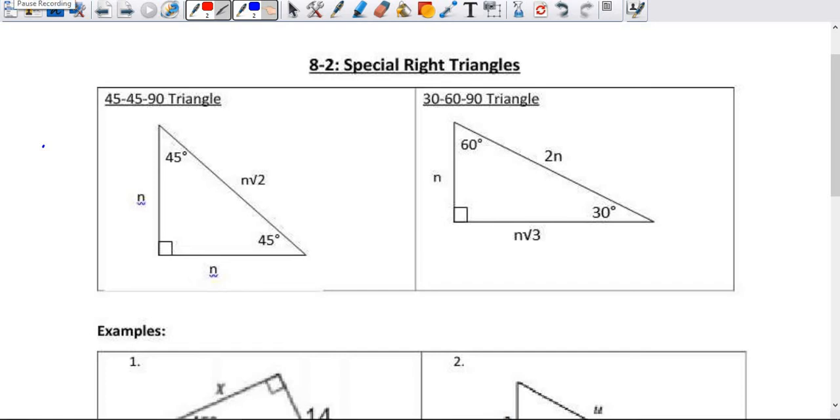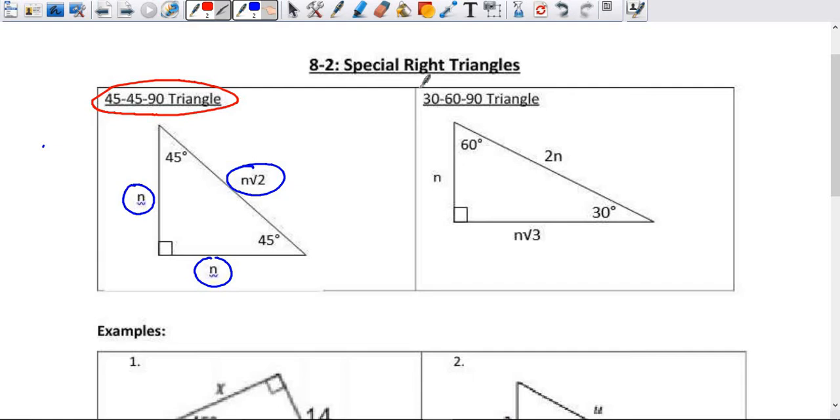All right, for section 8.2, guys, we're going to talk about special right triangles. If you don't like to use this, you could actually still use SOHCAHTOA if you wanted to, but this is going to help you out a lot, all right? So the first one we're going to talk about is a 45, 45, 90. That means you can use this formula, and you have to memorize them. You have an n on the two legs, and then you have an n square root of 2 for the hypotenuse. I'll show you in a minute exactly how to use that, and it'll help you out a lot.